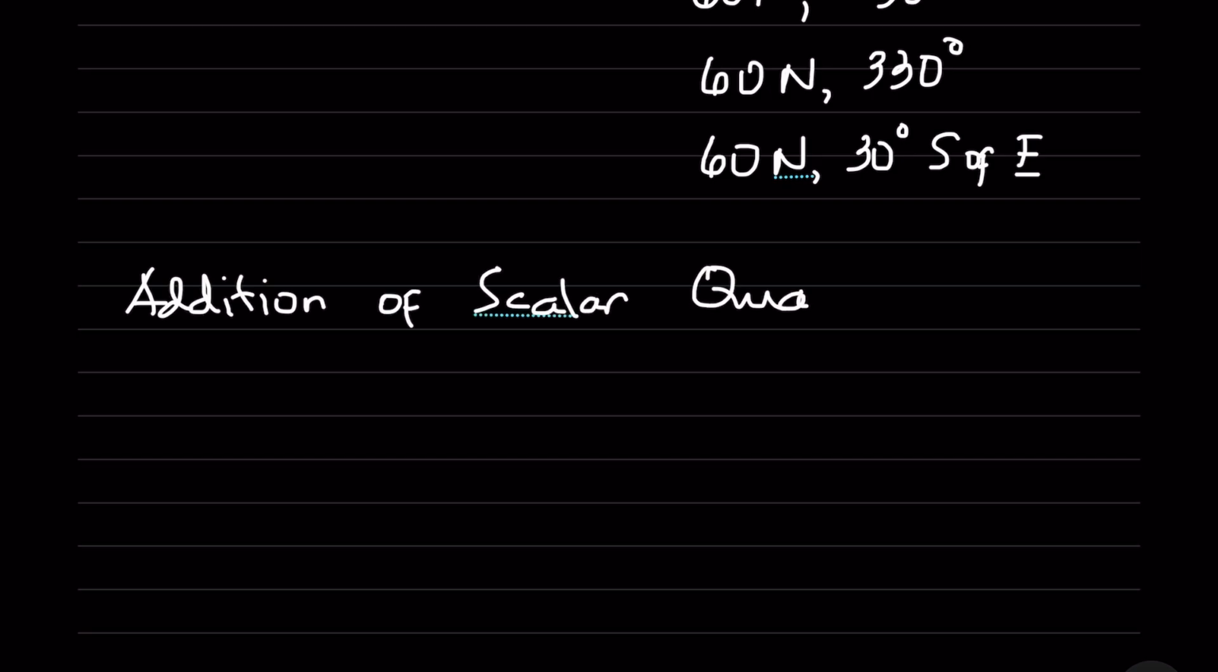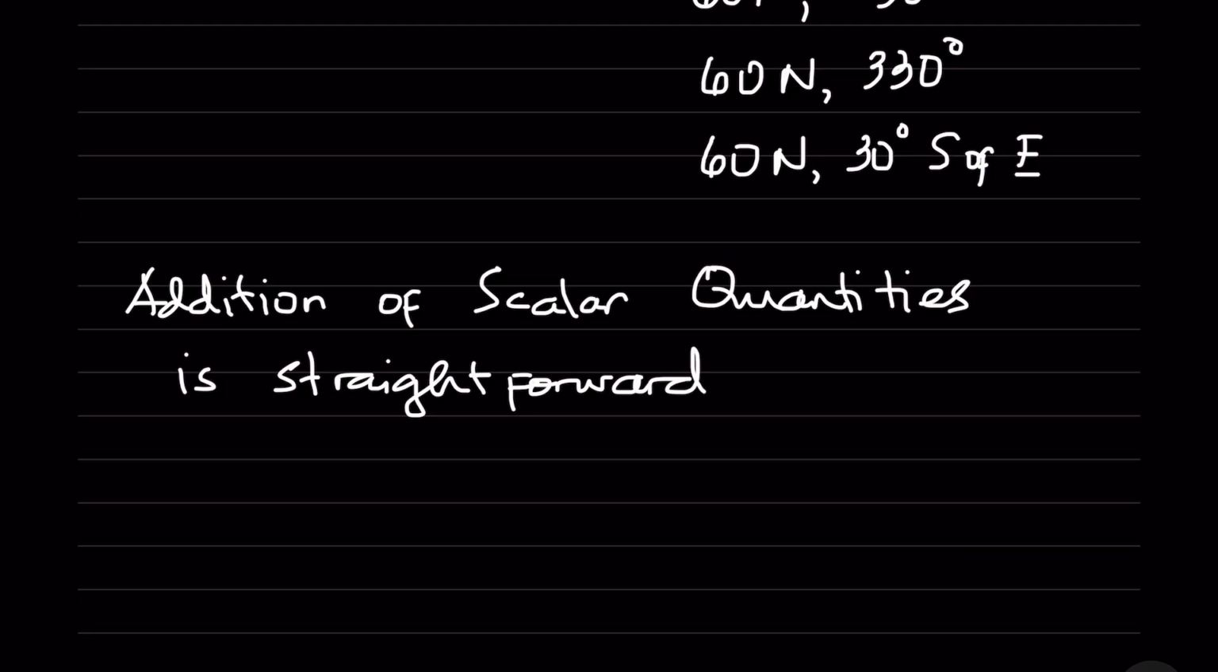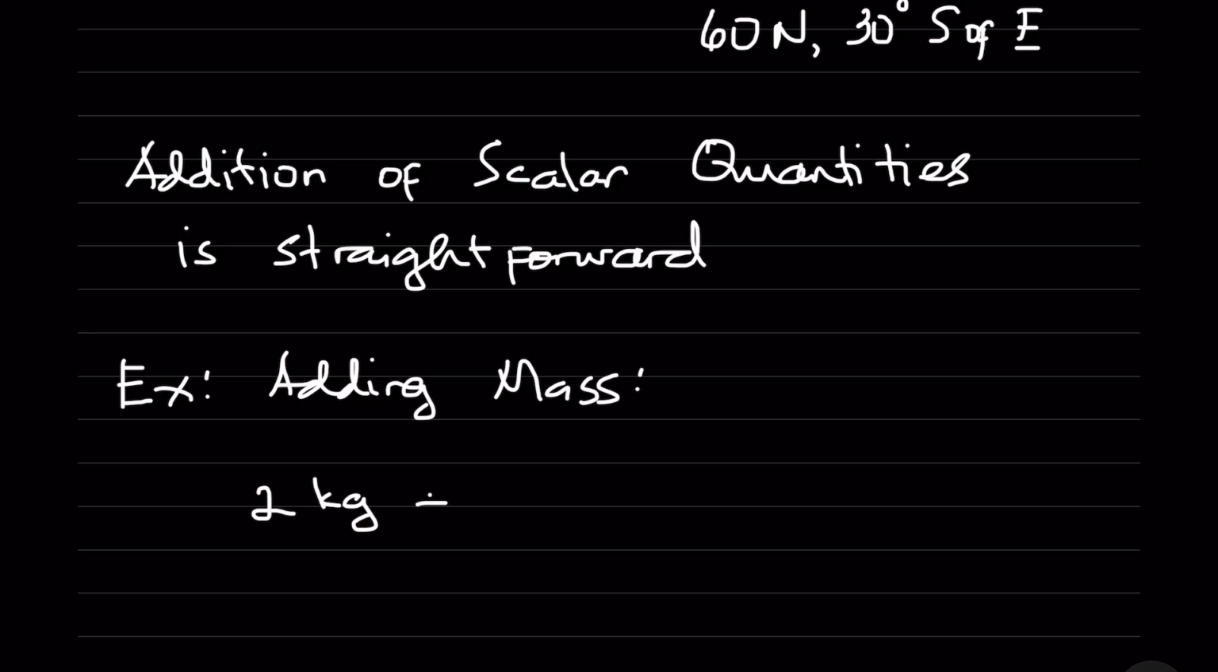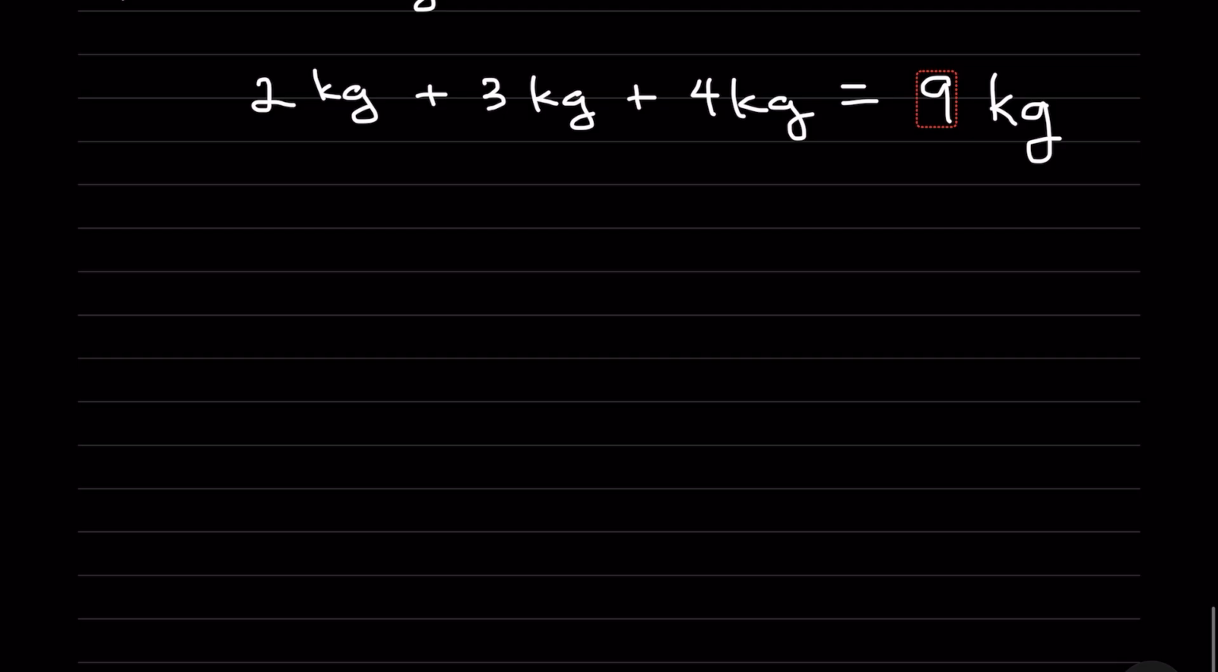The addition of scalar quantities is simple and straightforward. You simply have to add the magnitudes. For example, if you want to add the mass of different objects, you simply have to add them the usual way, like 2 kilograms plus 3 kilograms plus 4 kilograms. That's equal to 9 kilograms.